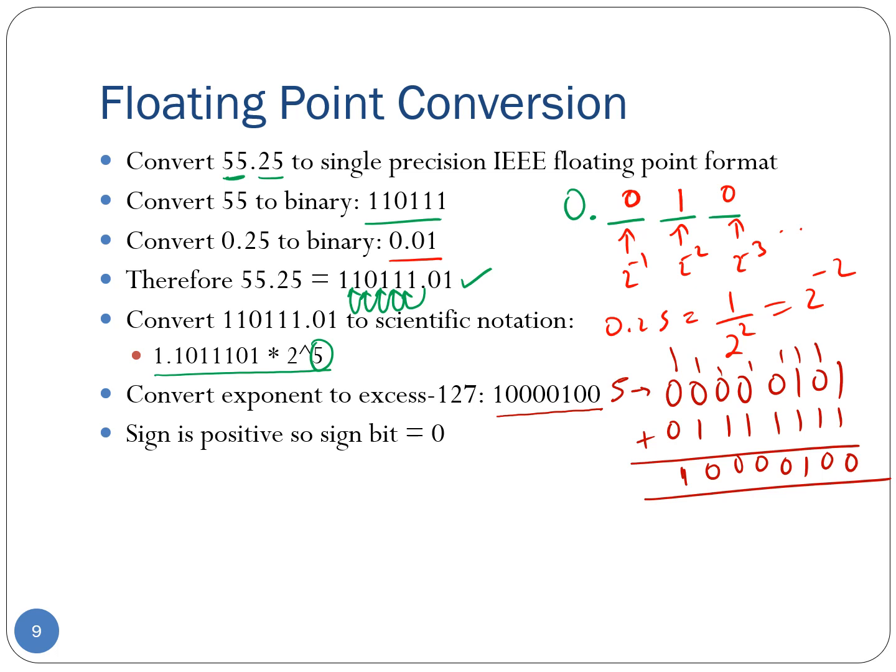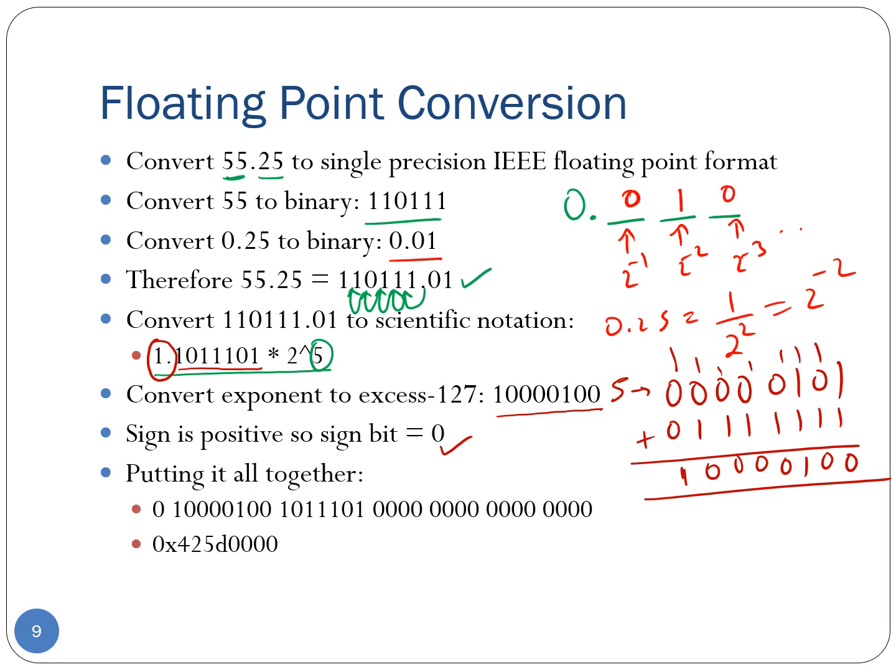Now the number 55.25 is positive, and therefore the sign bit would be 0. And what about the fraction bits? Recall we assume that this 1 point is always implied, so we don't have to store it. So the fraction is basically 101101 followed by zeros, so that the total number of digits in this fraction field is 23 bits. So this is our answer. This is the sign bit, these 8 bits are our exponent bits, and these 23 bits are our fraction field.